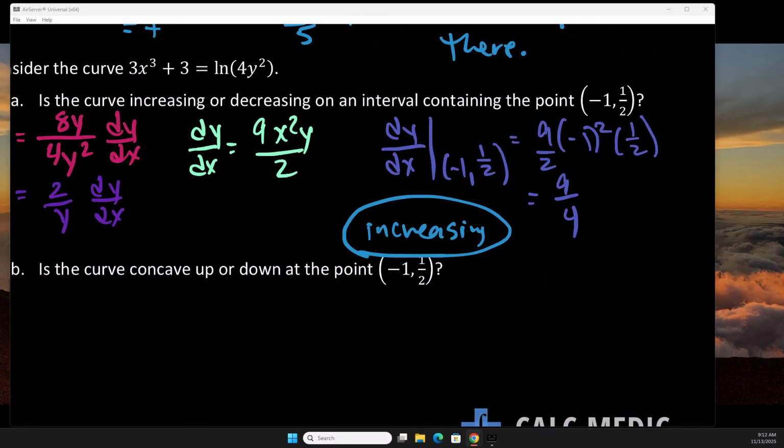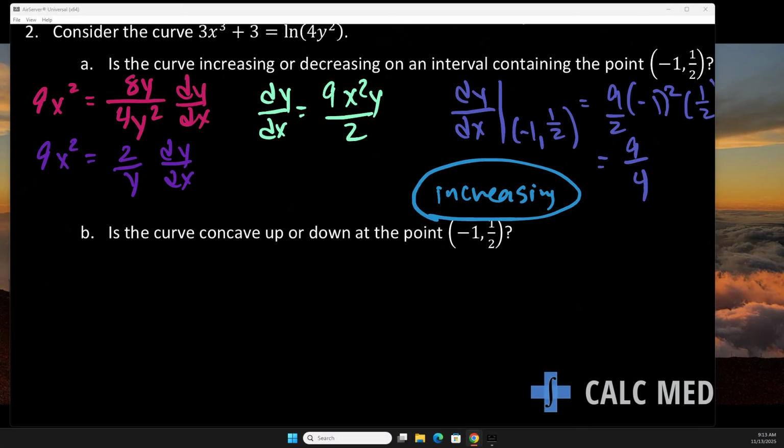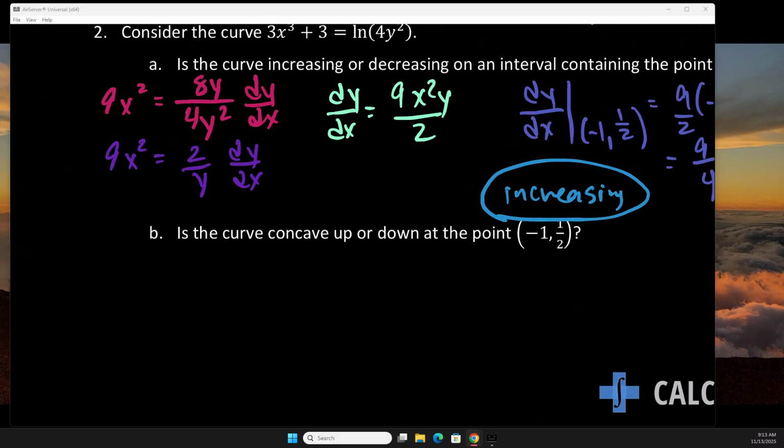Okay, and then part B, we are going to determine if the relation is concave up or down at the point -1/2. So to do that, we need the second derivative. All right, and I am going to come up here. I'm going to rewrite this derivative a little bit easier for us to find the second derivative. So I'm just going to make it 9/2 x squared times y. Same thing, just easier way to find the derivative.